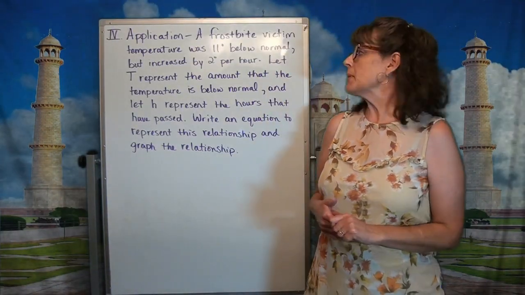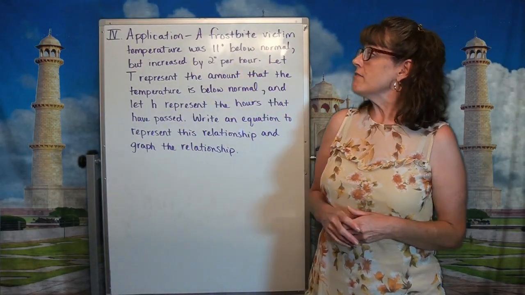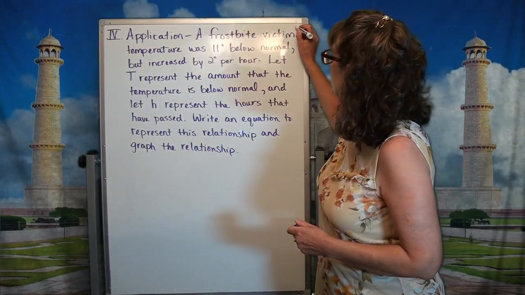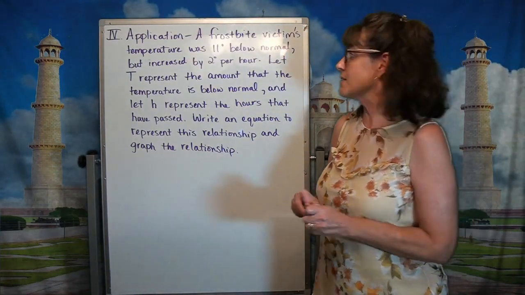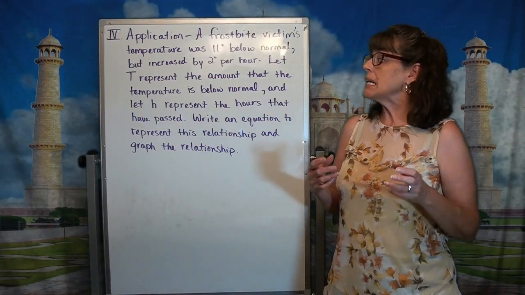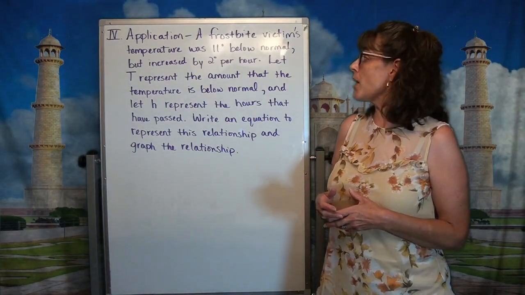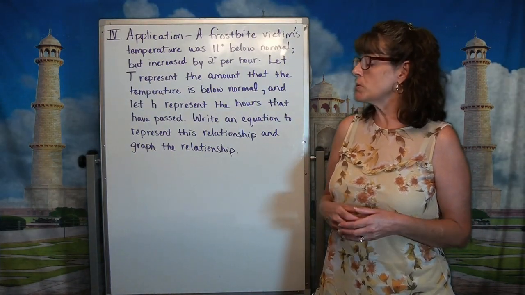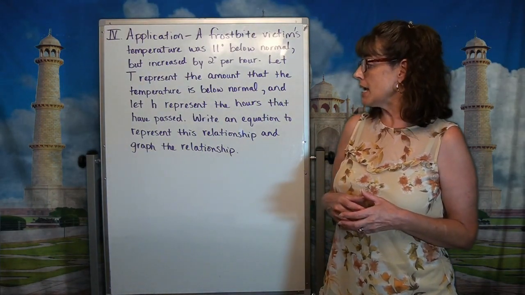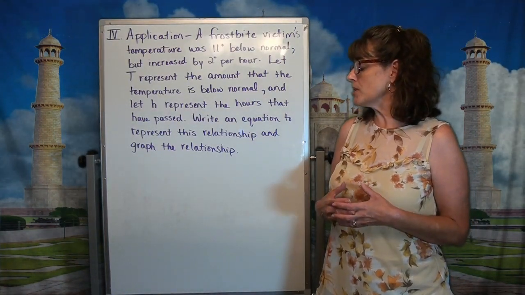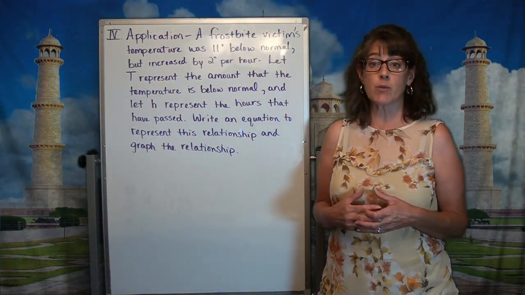Okay, so here's the application. A frostbite victim's temperature, oh, that should be victim's, not plural but possessive. A frostbite victim's temperature was 11 degrees below normal, but it increased by 2 degrees per hour. We want to let T represent the amount that the temperature is below normal, and we want to let H represent the hours that have passed. We want to write an equation that represents this relationship, and we want to graph that relationship.